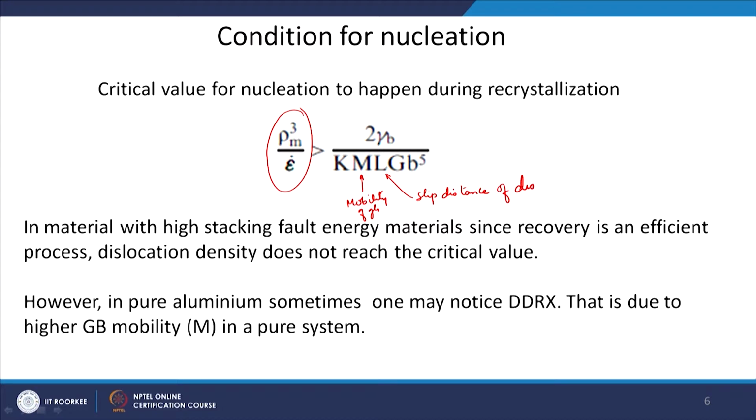G is the shear modulus, b is of course the Burgers vector, and this is the energy of the grain boundary.